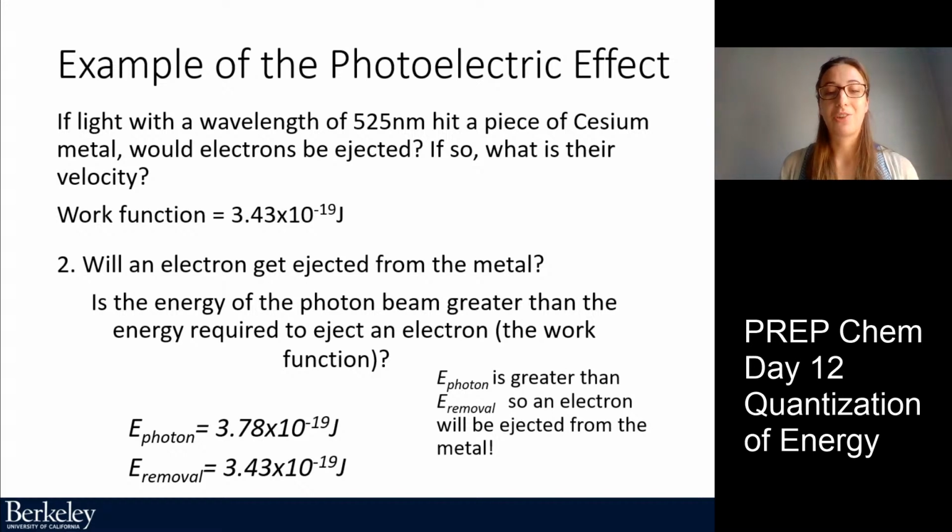And now that we know the electron actually can be ejected from the metal, we can go forward and think about what the velocity of that ejected electron would be. I'll give everyone around a minute to think about this and ask any questions in the chat.